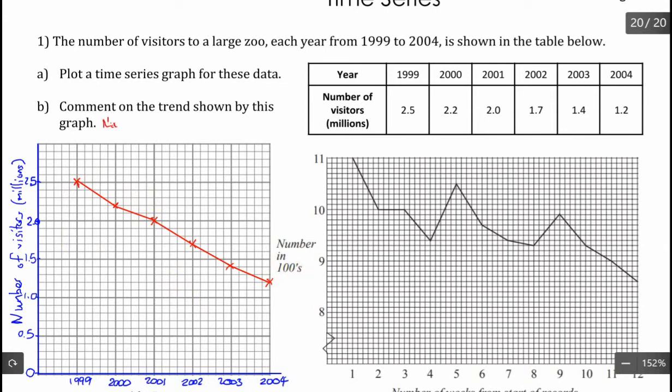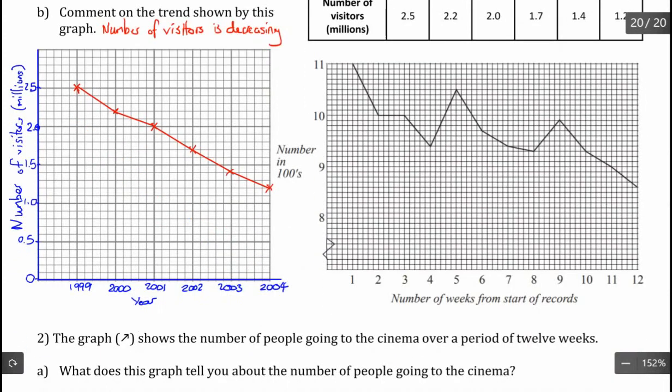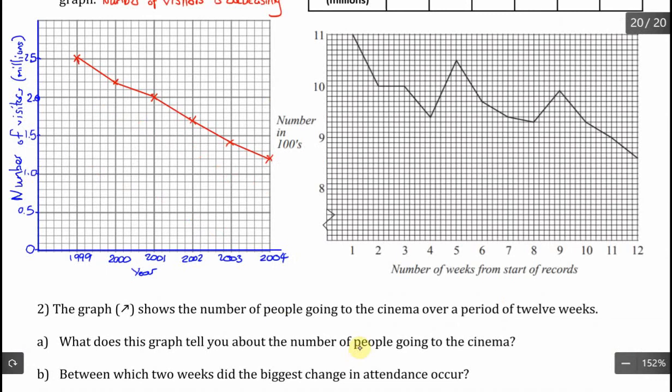Sorry, I don't know what's happening with my pen today. Okay, sorry, question 2. What does this graph tell you about the number of people going to the cinema? Well, again, the general trend suggests that the number of people going to the cinema is decreasing.